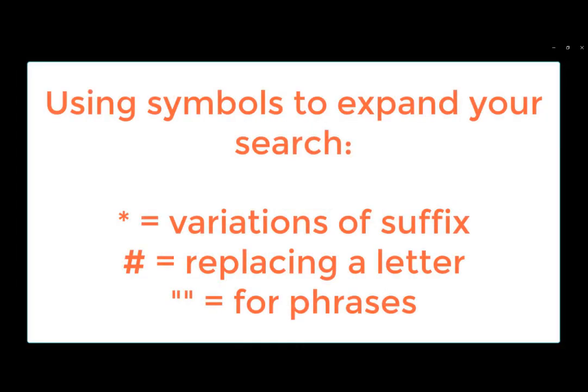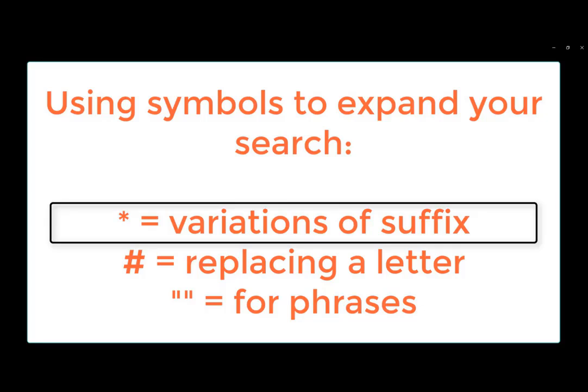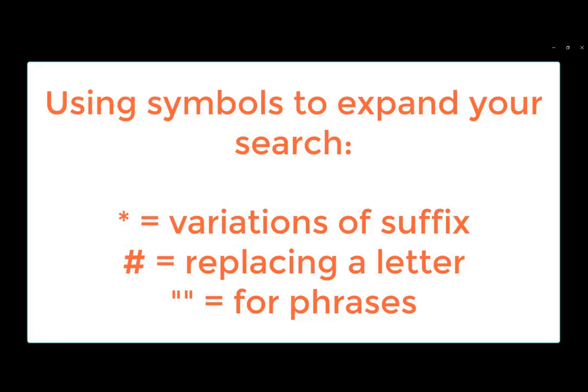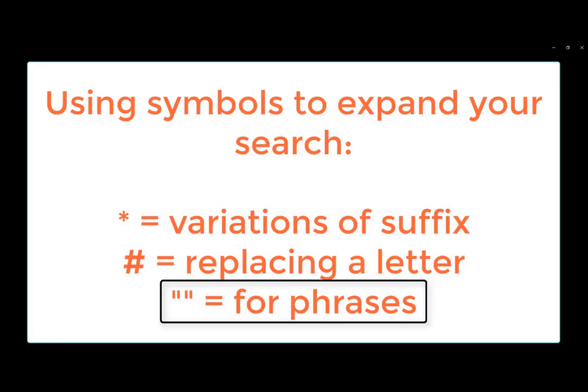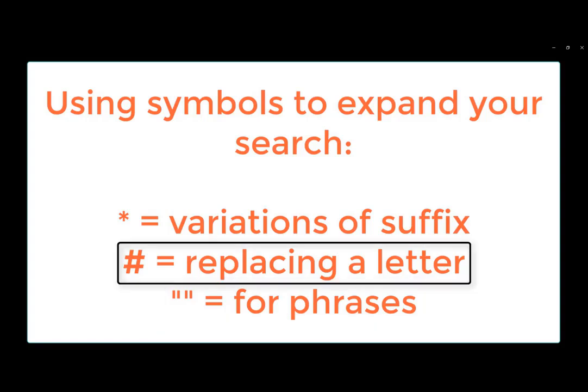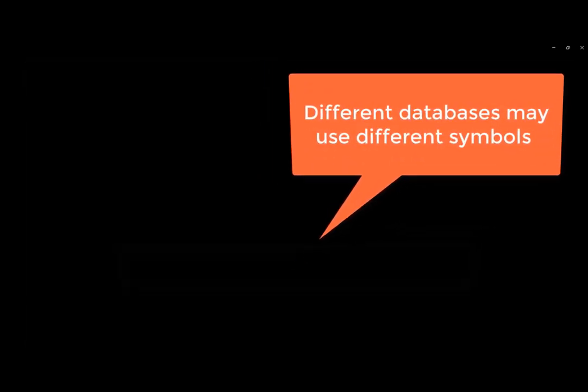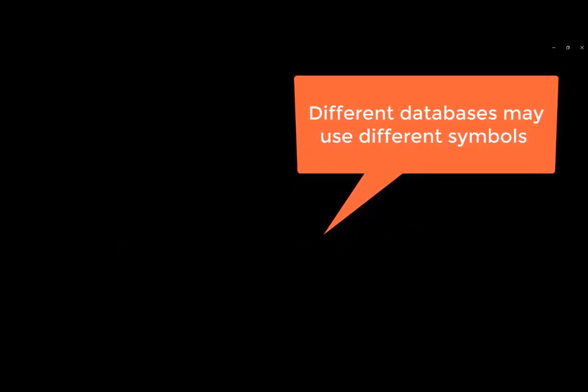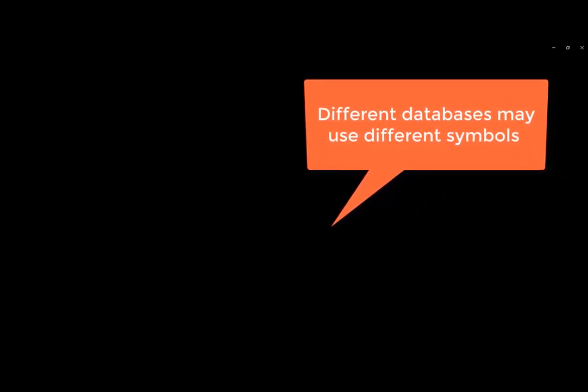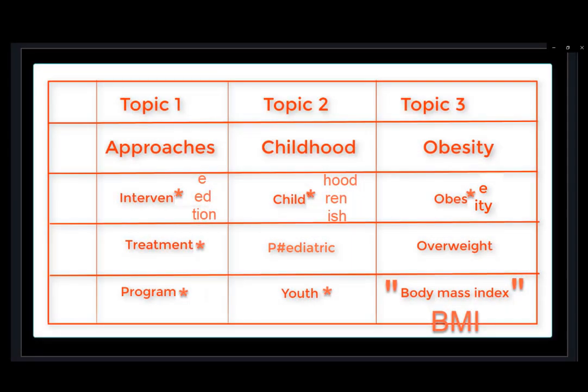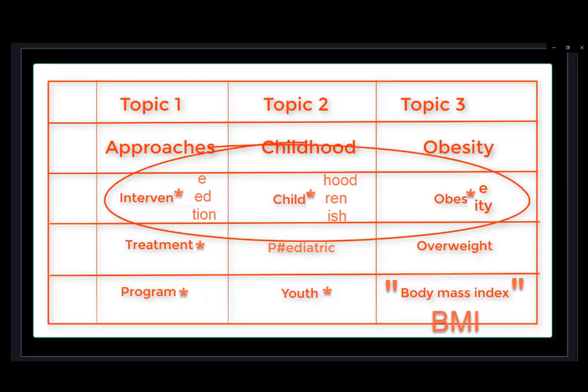Next, we're going to look at certain symbols we can use within a database to tell it to do specific things. If you add an asterisk at the beginning or end of a word, you ask it to find any variations of that word. To look for a phrase rather than a single word, put quotation marks around the phrase. If you replace a letter with a hash symbol, you ask it to find any alternate spellings. Different databases may use different symbols, so check the help section of the database you're using to find out which symbols to use. If we apply these rules to our keywords, we'll end up with something like this.